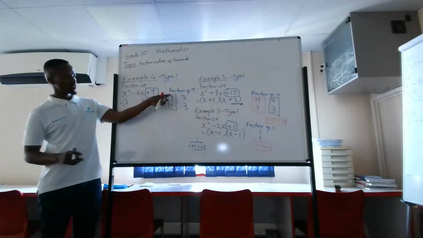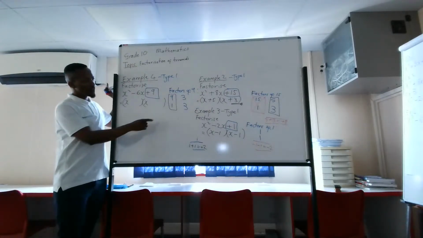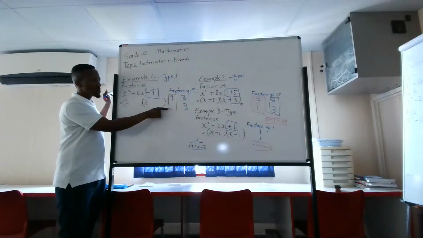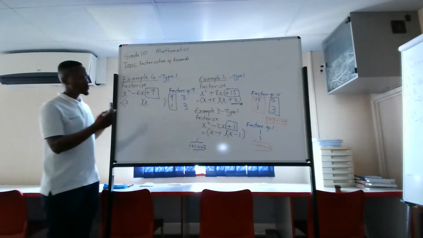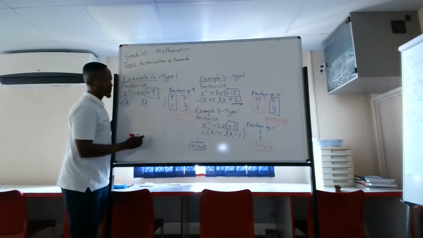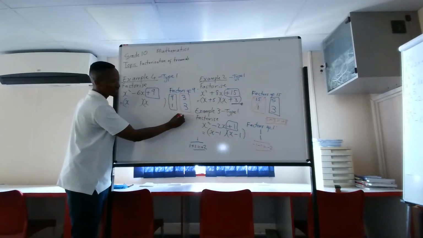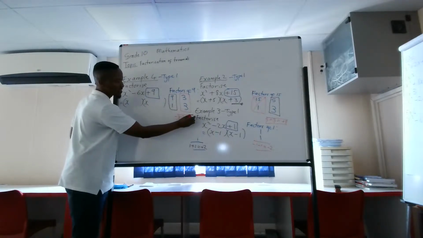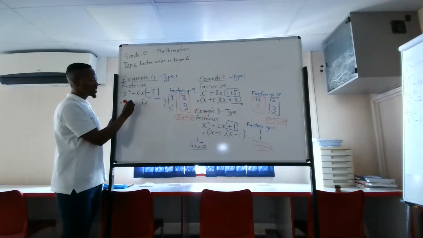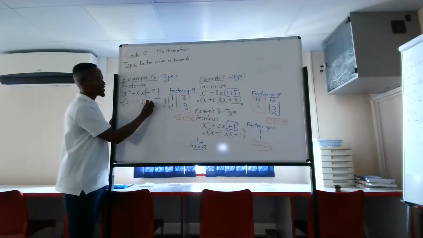If I add positive 9 and positive 1, I will get positive 10. That is not the middle term. Or if I have positive 9 subtract 1, I will get positive 8. That is not the middle term. So this pair is not assisting us. So let's try pair number 2. On pair number 2, if we say -3 and -3, we will get the middle term, which is -6. Then when we complete our factorization, we take the signs as they are, -3, -3.